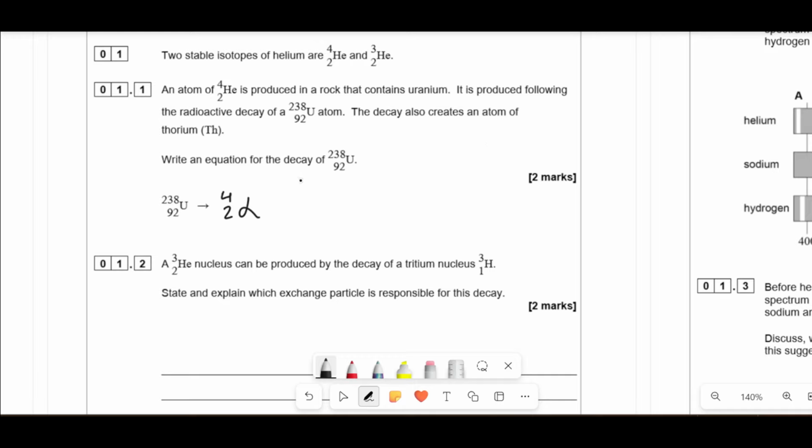Because remember that on each side, although yes, the nucleon number will drop, you've got to account for it somewhere else in the equation or else it's not balanced. So you'd have 4-2 alpha, and then whatever's left over, so 2-3-4, and then this drops by 2 because there's an alpha as well, so that's 90 thorium.